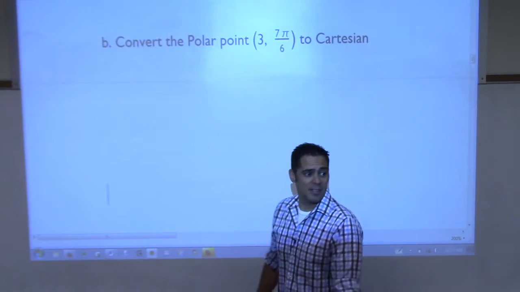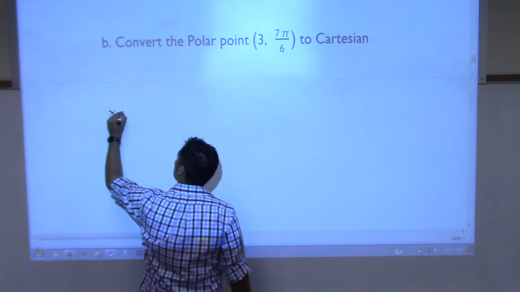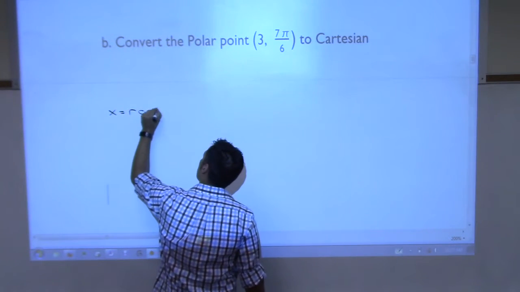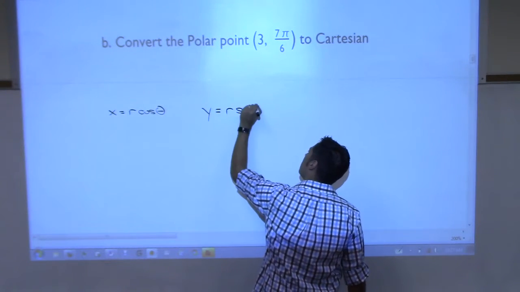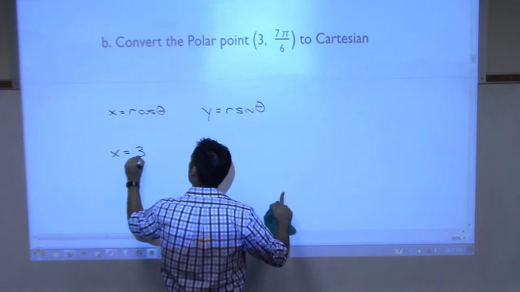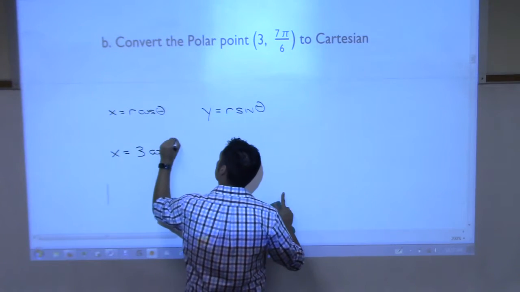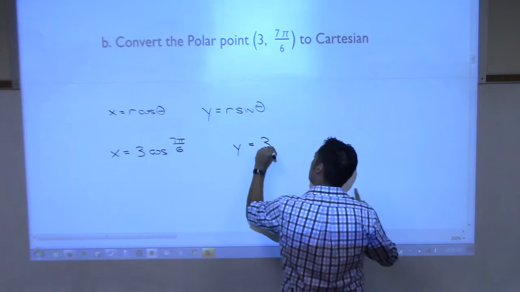So we need x and we need y, right? The formula for x is r cosine theta, and the formula for y is r sine theta. And so x will be 3 cosine of 7 pi over 6, and then y will be 3 sine.